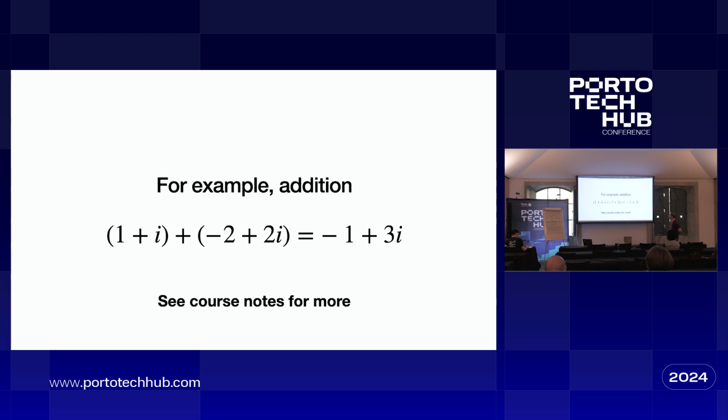You wouldn't imagine that. So for example, addition, well, that's easy to show. If I add 1 plus i plus minus 2 plus 2i, and I expand that out and use commutation, then I get 1 minus 2, and I get i plus 2i. The result is that, just by using high school algebra, just treating i like I would any other symbol. I go through a lot more of this in the course notes.